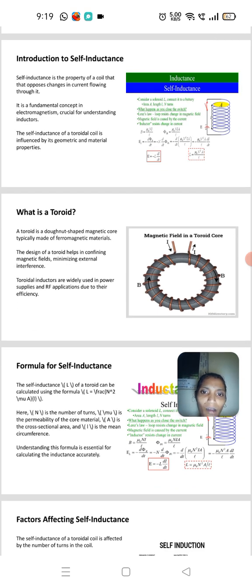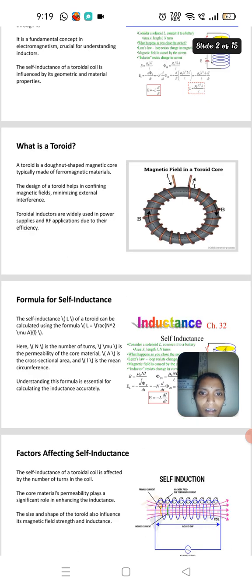What is a toroid? A toroid is a donut-shaped magnetic core, typically made of a ferromagnetic material. The design of a toroid helps in configuring magnetic fields and minimizes external interference. Toroidal inductors are widely used in power supplies and RF applications due to their efficiency. Magnetic field in a toroid core.